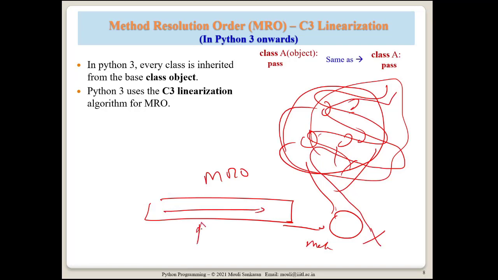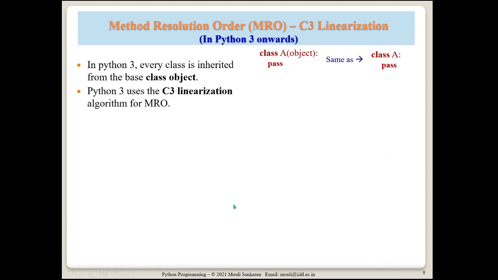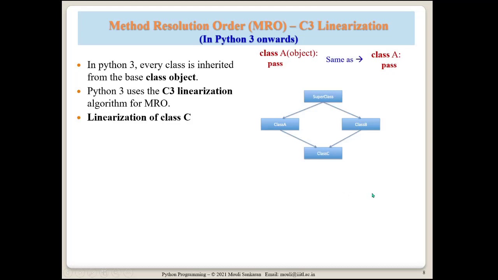So we are linearizing the classes, all the classes above, up to the object. You should reach the object class also. That means if it is not found in object also, then that method is nowhere available. That's the last. It's like God. You finally go to God to resolve the issue.